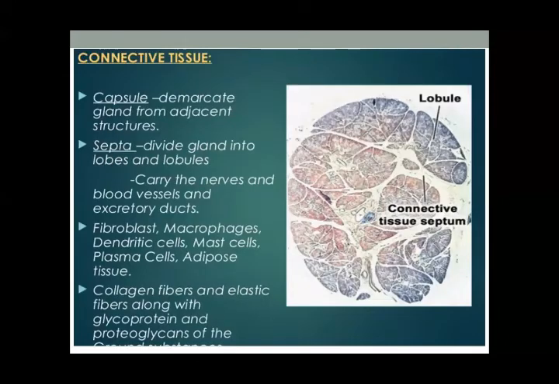Connective tissue capsule demarcates the gland from adjacent structures. Septa divide the gland into lobes and lobules, and carry the nerves, blood vessels and the secretory ducts. Fibroblasts, macrophages, dendritic cells, mast cells, plasma cells, adipose tissue. Collagen fibers and elastic fibers along with glycoproteins and proteoglycans.